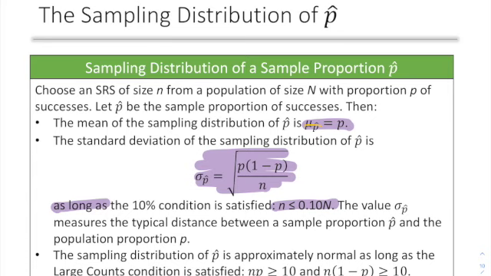Then the shape of the distribution will be approximately normal if we have our large counts condition, that n times p and n times 1 minus p are both greater than or equal to 10. So again, we check that both of those values are greater than or equal to 10, and if they are, then it's approximately normal. Remember, the idea is we're eventually going to be asked to calculate probabilities. So if we can show that it's a normal distribution, then we can use all those rules with normal curves in order to find the probability.